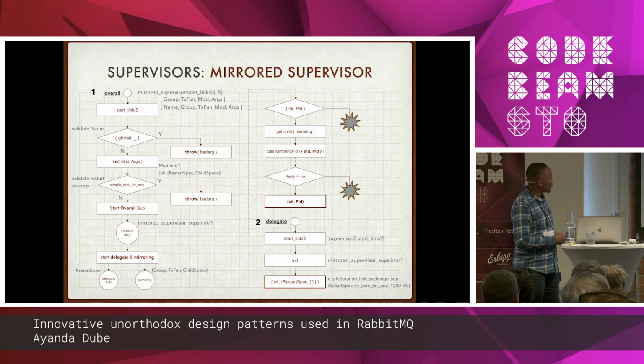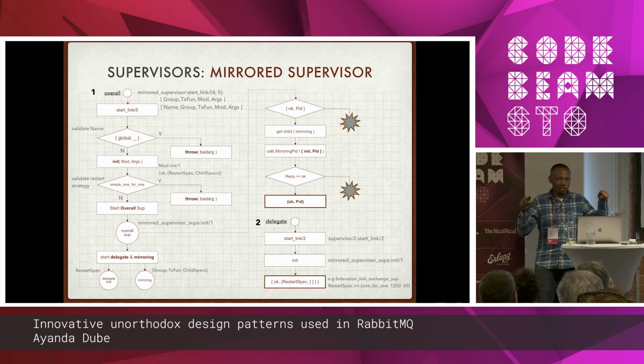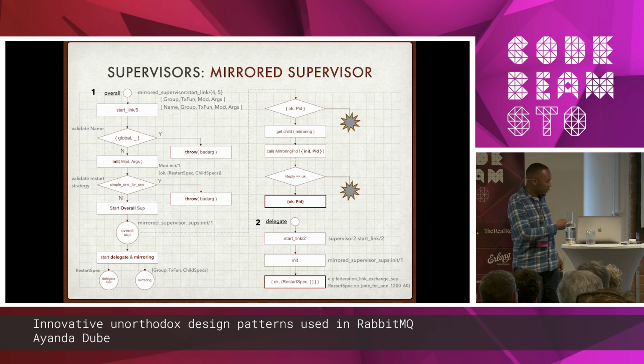So when it starts, there's an overall supervisor, right? Which first will check, is the global name specified? If specified, it will fail. If not, it will continue and check. Oh yeah, and simple_one_for_one restart strategies are not allowed, right? If that is specified as well, obviously it will fail. And then it will start the overall supervisor, which will start a delegate supervisor and a mirroring process, which actually does all the logic for all the mirroring across your cluster.